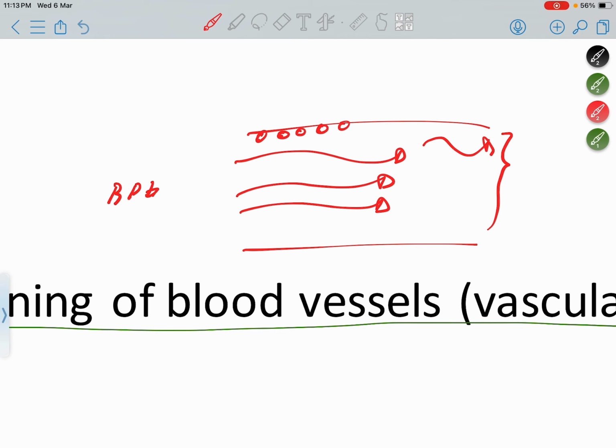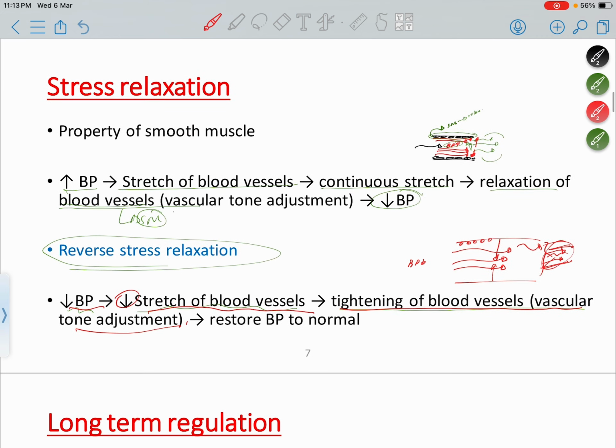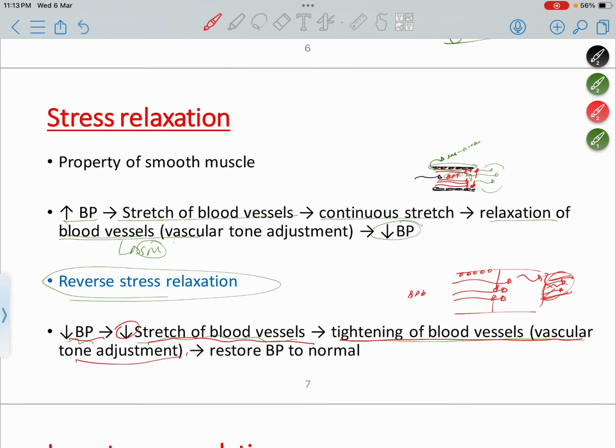So if there is a decreased BP, vasoconstriction will occur. When vasoconstriction occurs, this will come down, both will come to here and it will be like this. So the movement of blood flow is restricted to this area, and in turn the BP is increased. So with decrease in BP, there is decreased stretch of the blood vessel, and that can cause tightening of the blood vessel, vascular tone adjustment. Okay, this is the basic thing that you have to understand in this case. I hope that it is clear for you. Thank you.